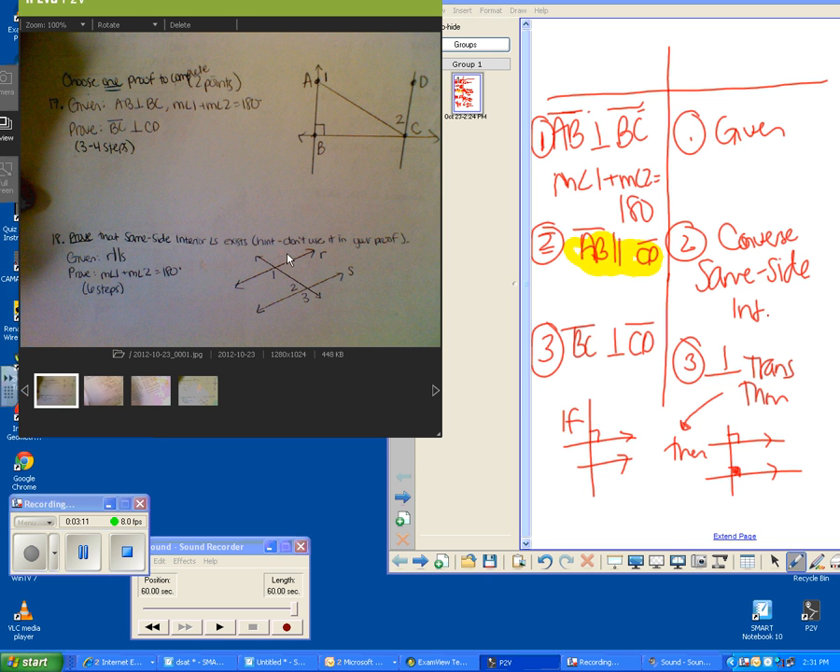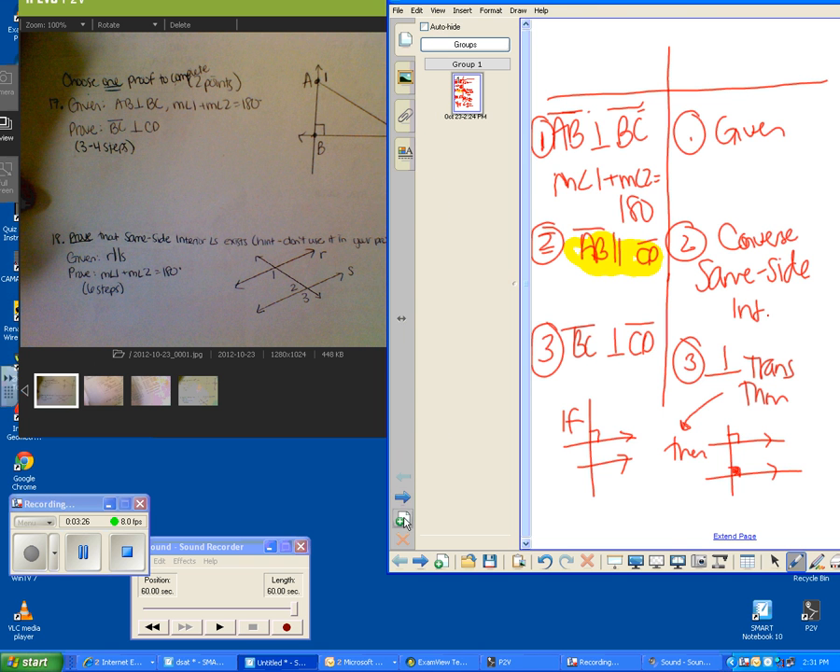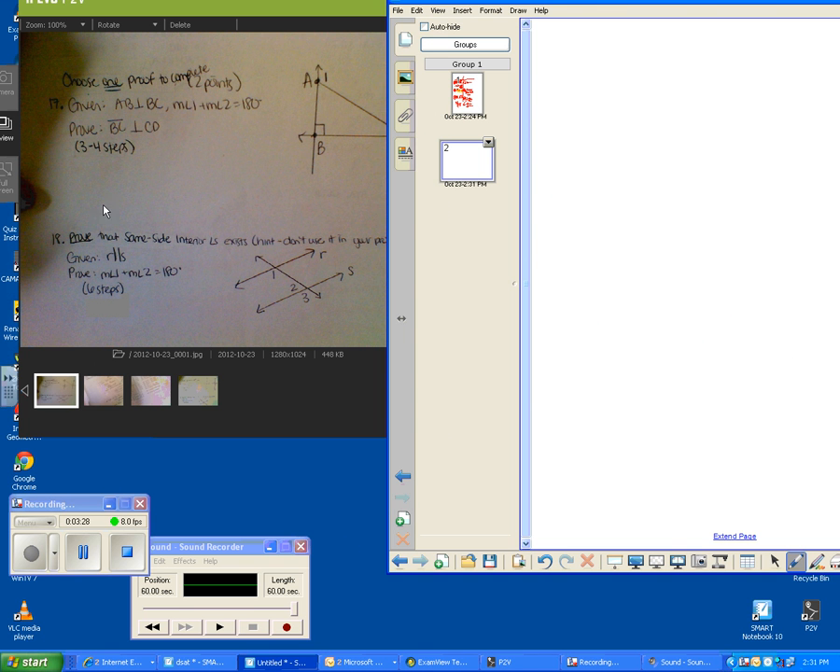So if I tell you only that line R is parallel to line S, I want you to prove to me that angle 1 plus angle 2, these same side interior angles, will add up to be 180 degrees. And I saw a lot of different attempts at this one. Some were really interesting. Some were really close. I told you it was about 6 steps.